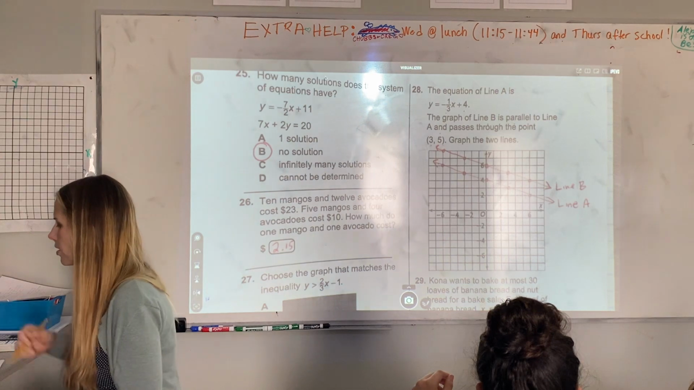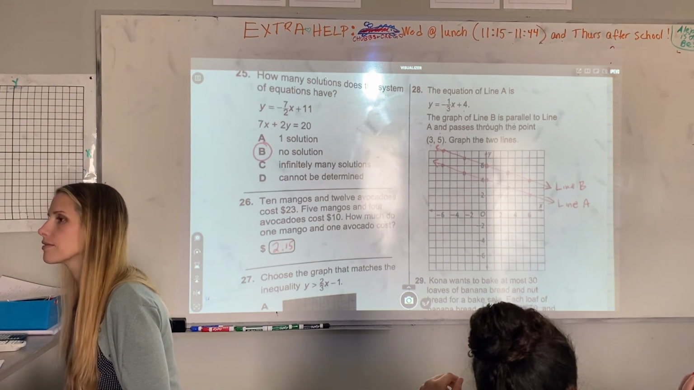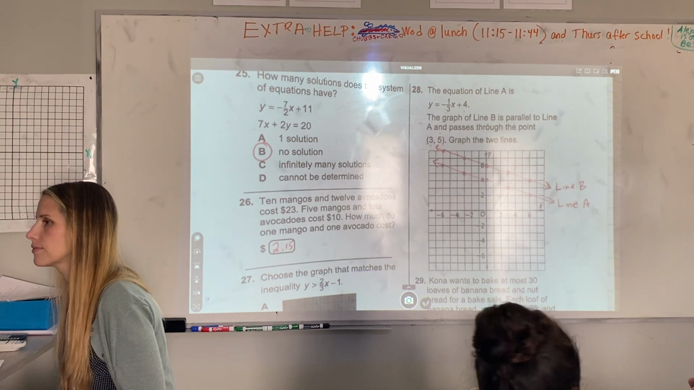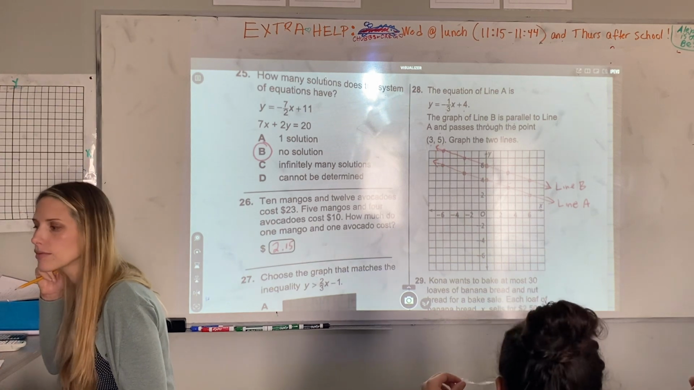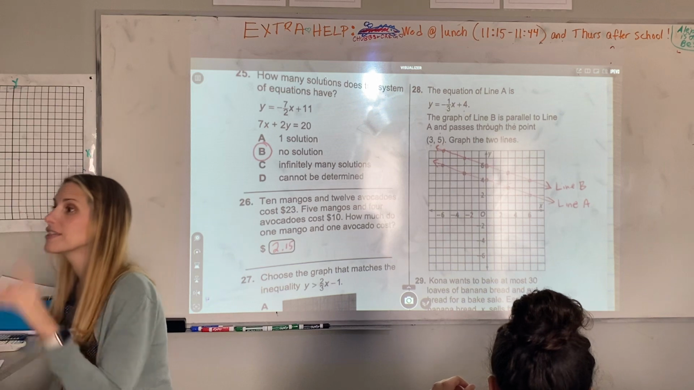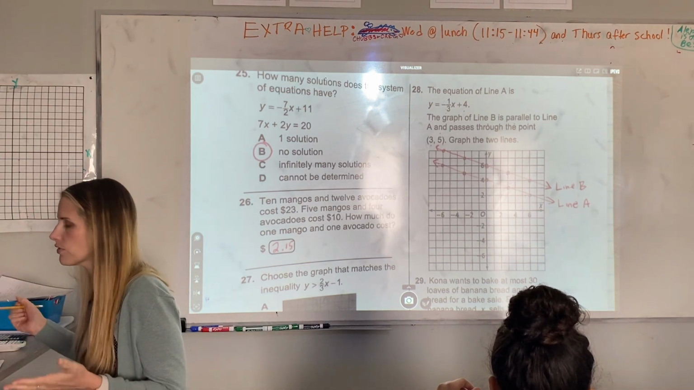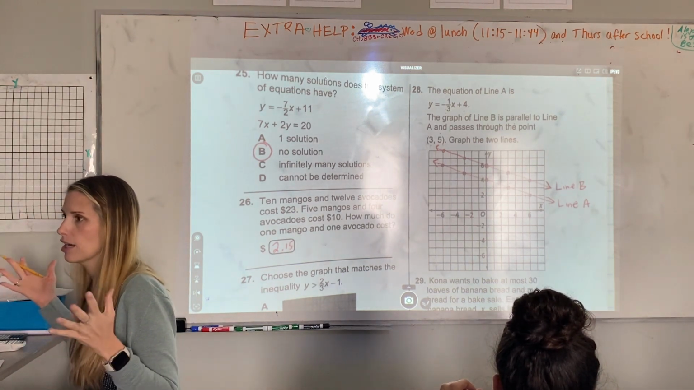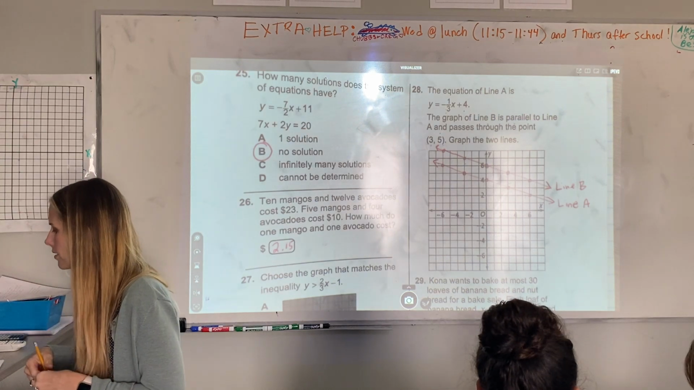Well, take a look at my parallel lines. What do you notice about the slopes? Rise over run. Every slope has a rise over run. They have the same. Very good. So same rise over run, same everything about a slope, right? The slope is exactly the same.